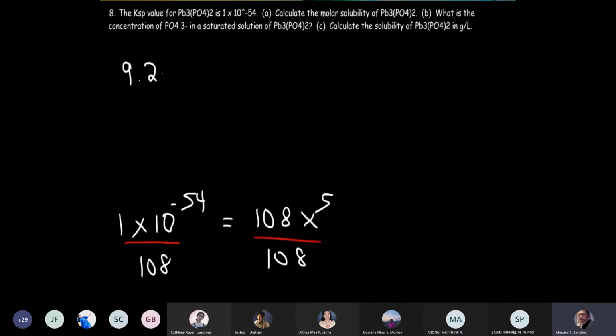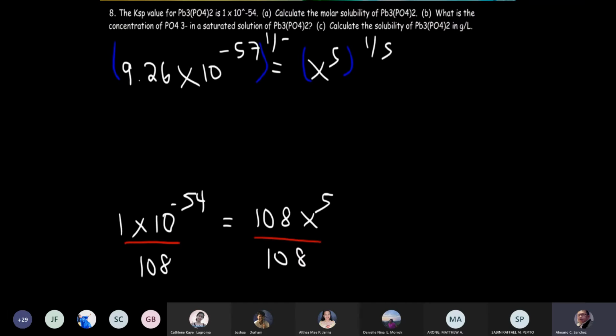So it's going to be 9.26 times 10 to the negative 57, and that's equal to x raised to the fifth power. So we need to raise both sides to 1 over 5. On the right side, this is going to equal x. On the left side, this is going to be 6.21 times 10 to the negative 12 moles per liter. And so that's the answer for part A.